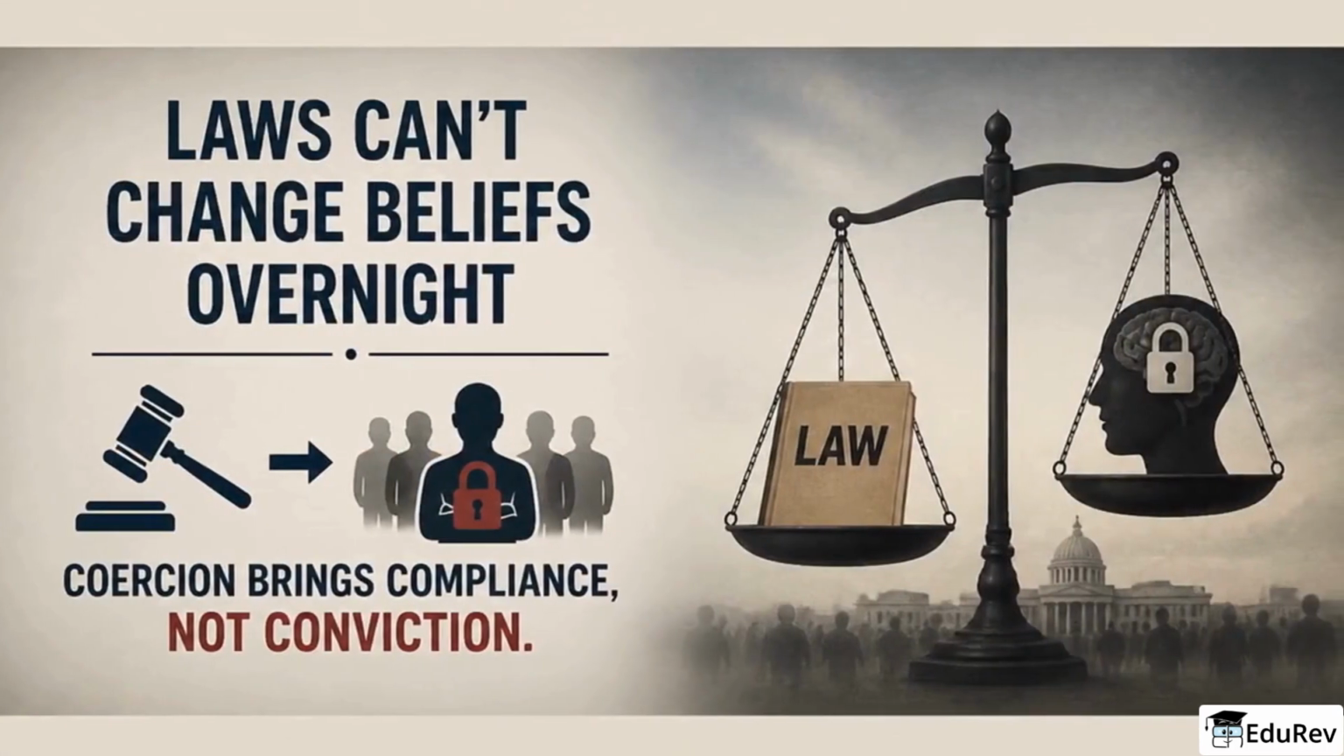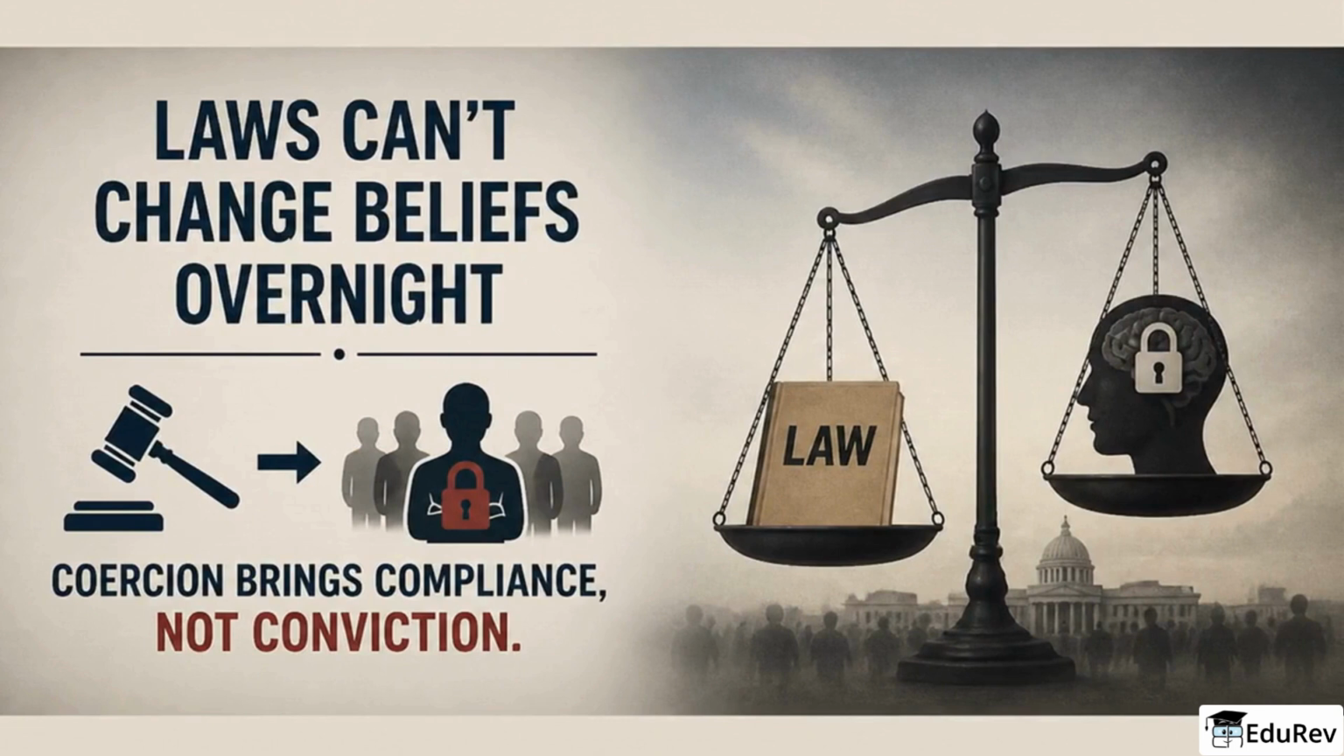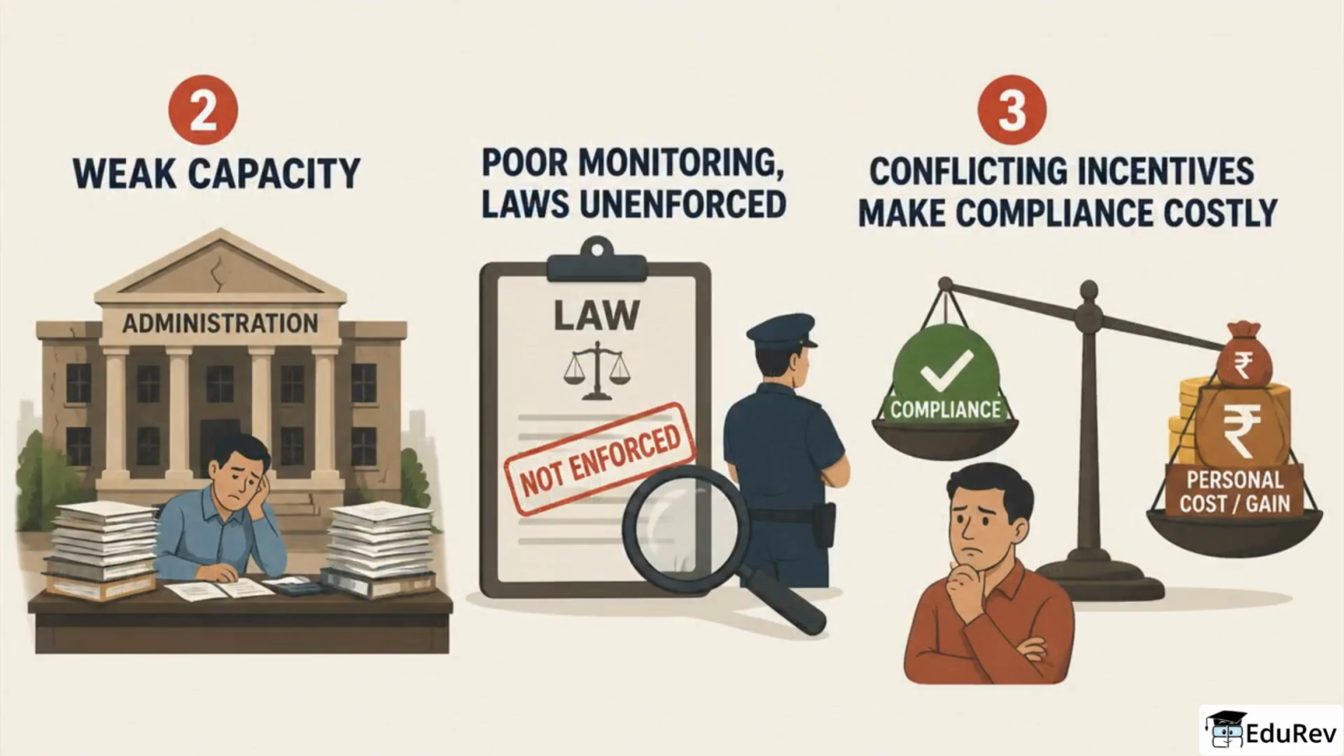First, people cannot be legislated into new beliefs overnight. Coercion can produce outward compliance without inner acceptance, which is fragile. Second, weak administrative capacity and poor monitoring leave laws unenforced. And third, conflicting incentives in everyday life make compliance costly or undesirable.